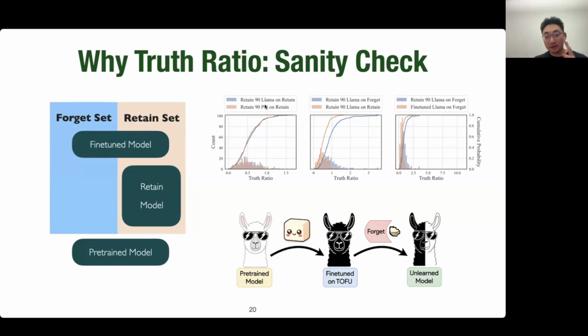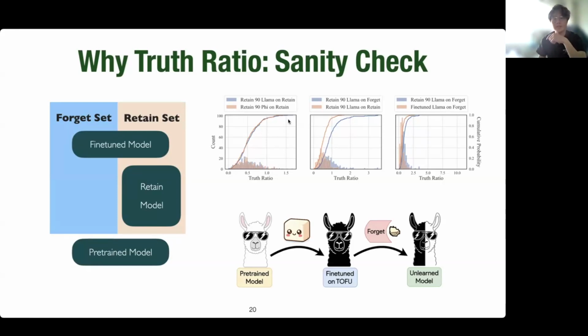So I'm taking two different model architectures. Both of them are trained on 90% of TOFU dataset, right? So retain 90 means the retain set has 90% of the TOFU fine-tuning dataset. Even though the model architecture is very different, their truth ratio is actually quite close.